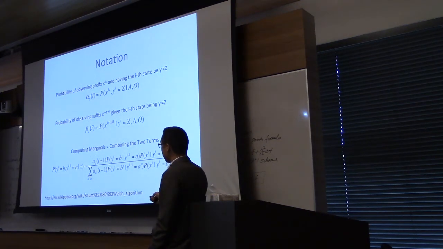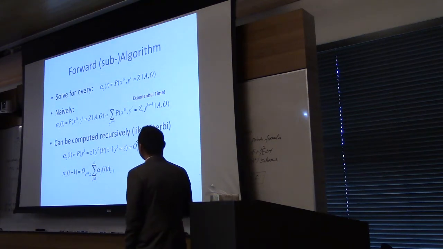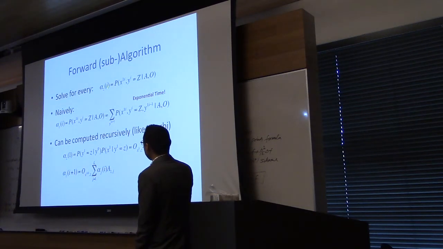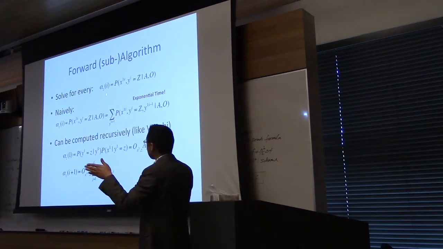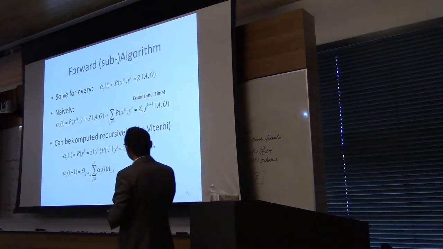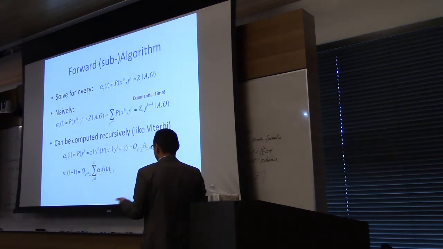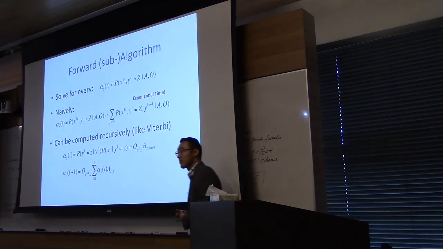So the forward algorithm looks a lot like the Viterbi algorithm. We want to solve for this alpha, where i indexes the location in the sequence, and z is the part of speech tag. We want to compute this for every location in the sequence and every part of speech tag. The naive approach goes through all possible sequences of length i-1, which takes exponential time. But we can compute it recursively just like Viterbi, and in fact, it exploits the exact same property of Viterbi.